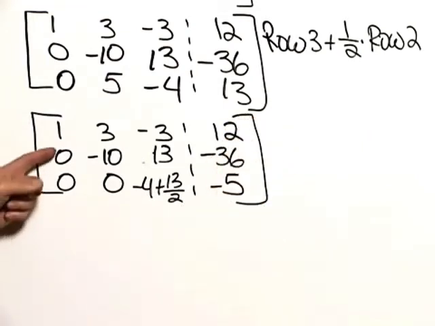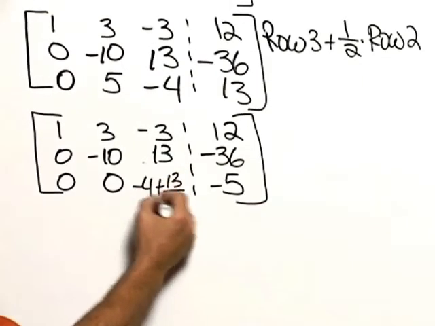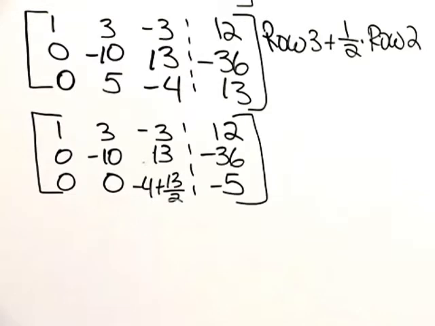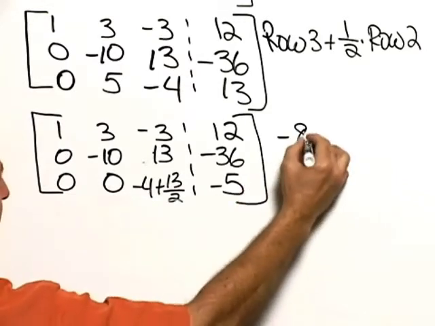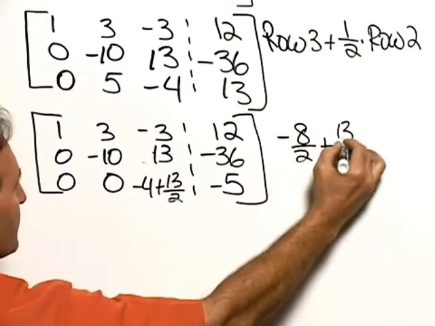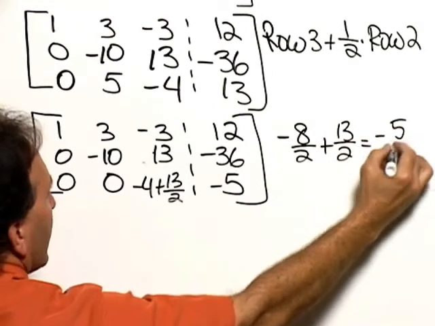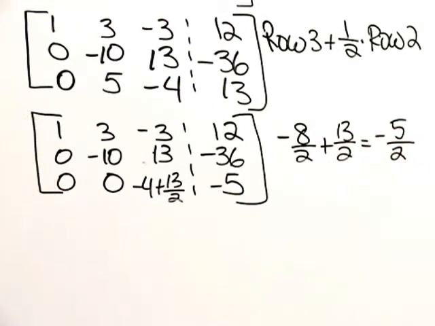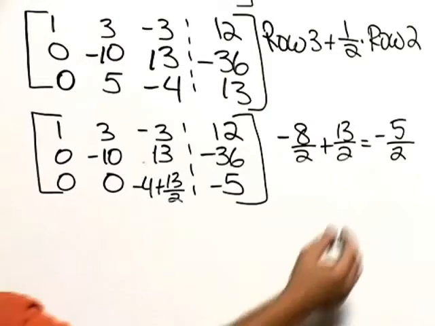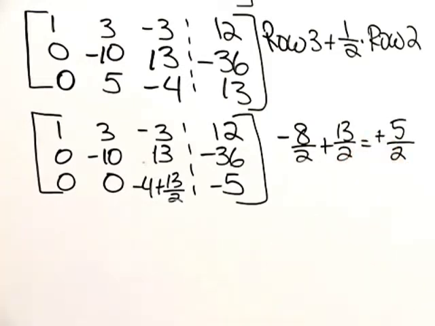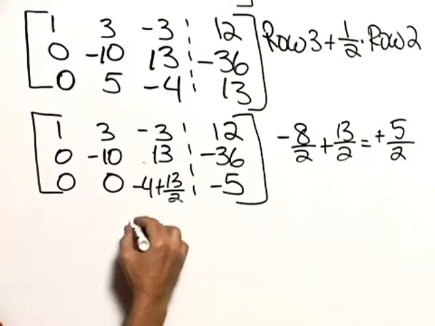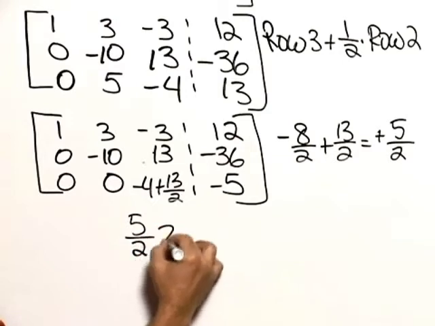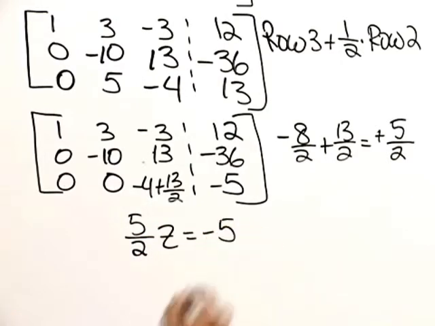So now we have zeros in the positions that we want. The only thing I'd like to do is simplify this part. This would be negative 8 over 2 plus 13 over 2 gives me positive 5 over 2. So now what we have is the equation from this row 3 would be 5 halves z equals negative 5.